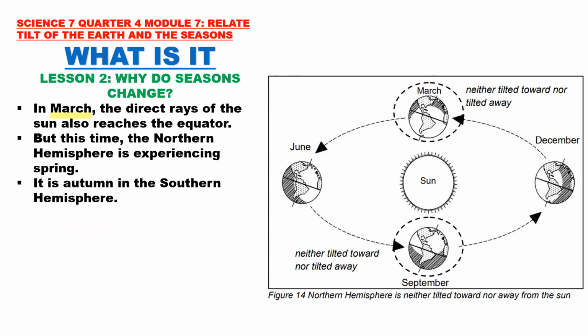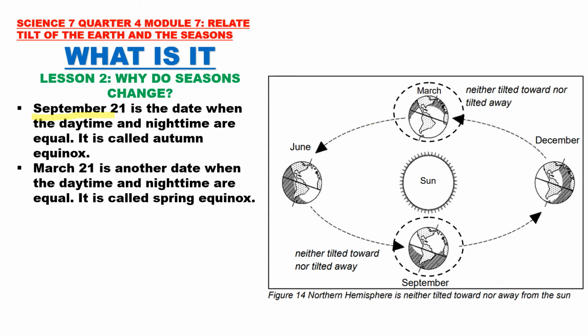In March, the direct rays of the sun also reach the equator. But this time, the northern hemisphere is experiencing spring and it is autumn in the southern hemisphere. So during the month of March, the sun's direct rays fall on the equator. The northern hemisphere and the southern hemisphere receive an equal amount of solar energy. It is spring in the northern hemisphere and it is autumn in the southern hemisphere.